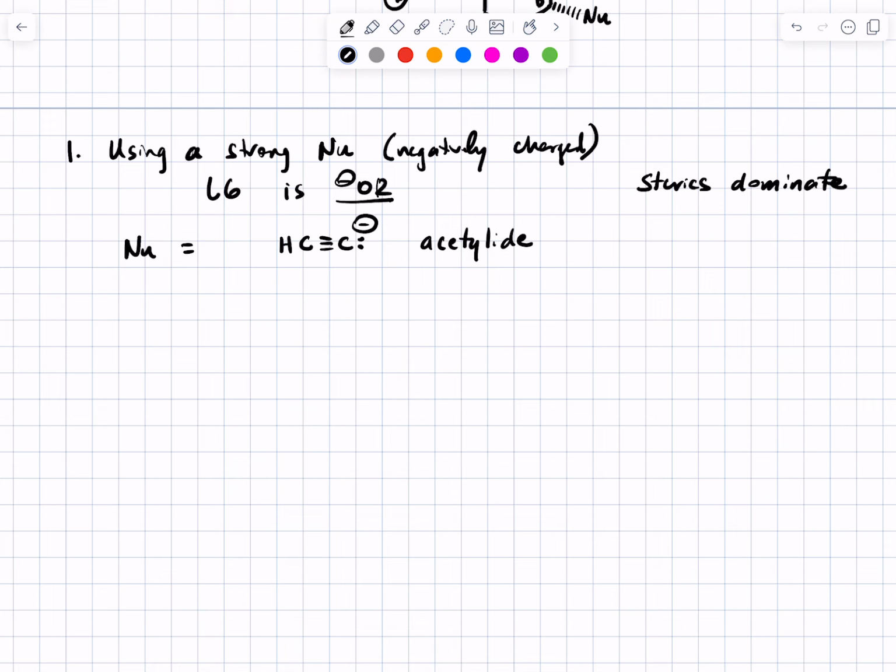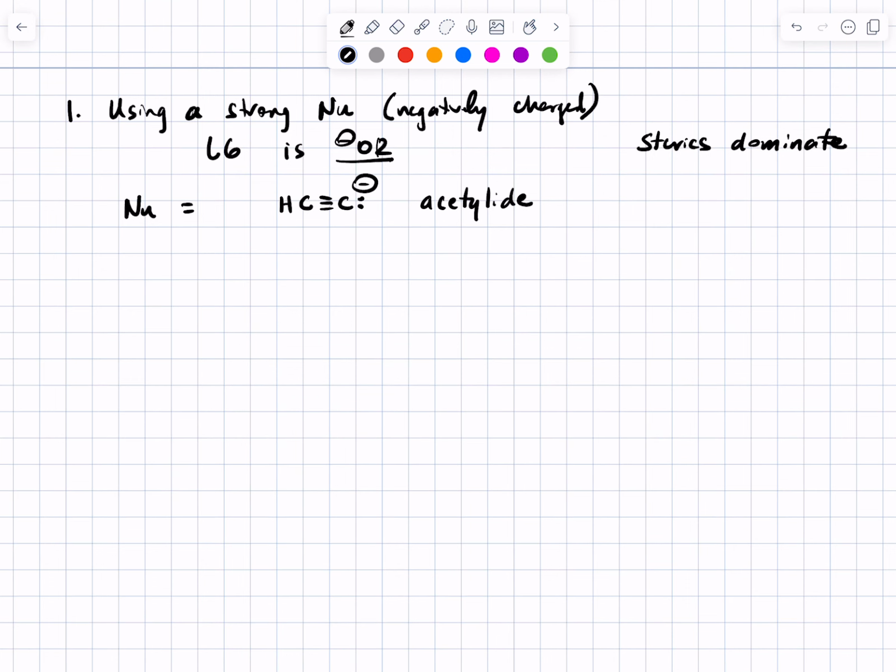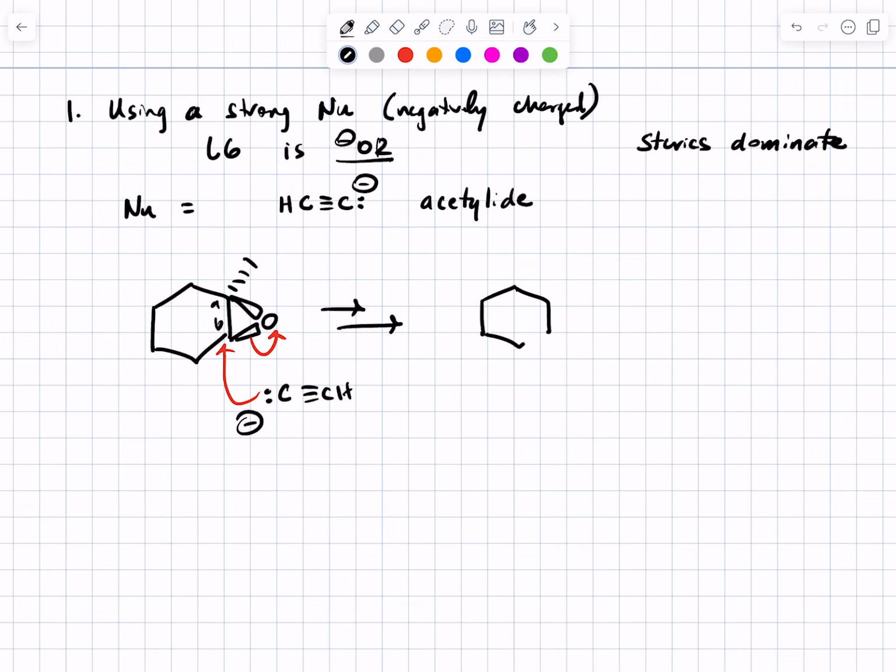So you would expect there to be some preference for a strong negatively charged nucleophile to attack at the less substituted carbon. And indeed, that's what happens. If we redraw our epoxide starting material, here is your nucleophile. Nucleophile attacks less substituted carbon B. Leaving group leaves. I'm not going to show the negatively charged intermediate. I'll just show the product that you would get after aqueous workup.